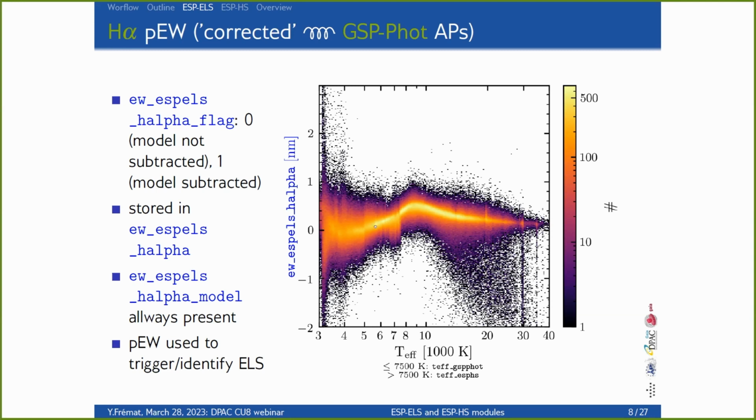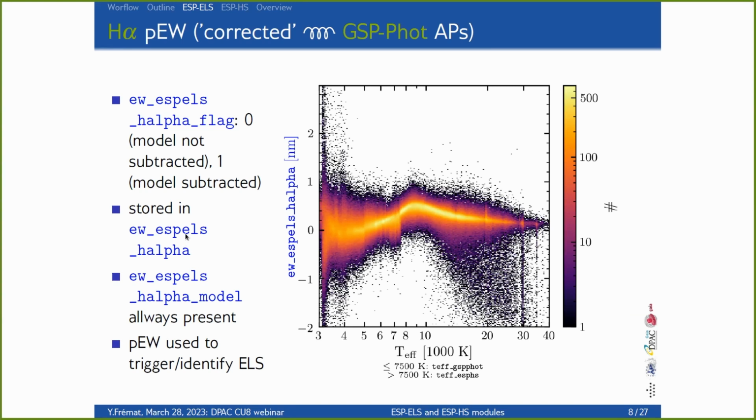But also the counterpart is that we have much more scatter. So that makes it a bit more difficult to use than for the hotter stars, for example. So now what we store is the value that has been corrected. So here in this field, you will find the corrected value.